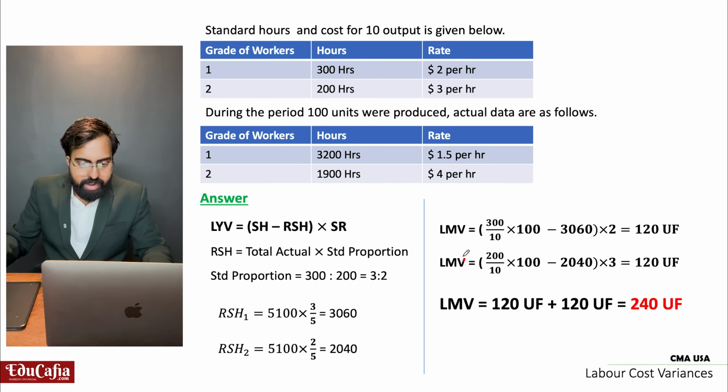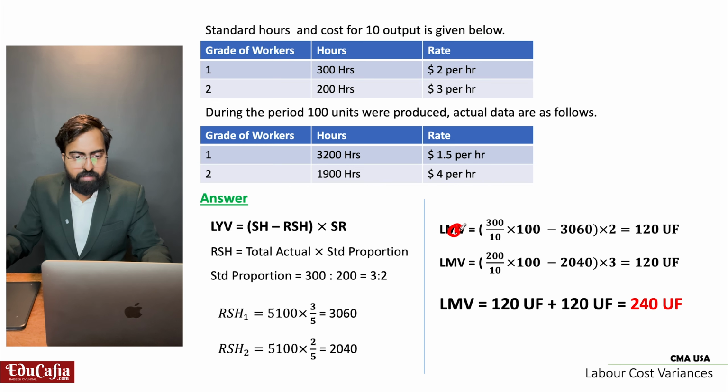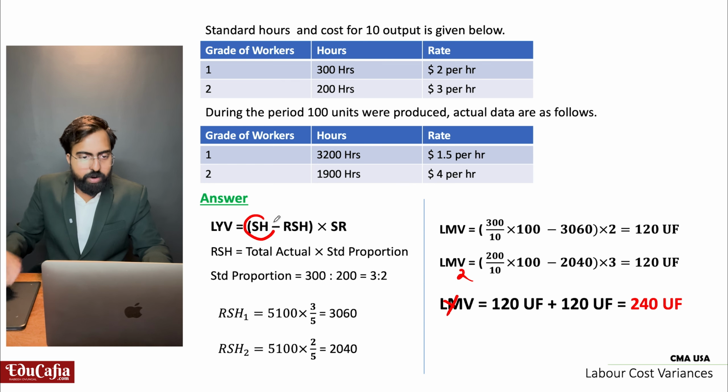Next, LYV of 2, not LMV, LYV. This is LYV, this is also LYV. There is a printing mistake, a typing mistake. Okay, so LYV of 2, standard hours. What is the standard hours?